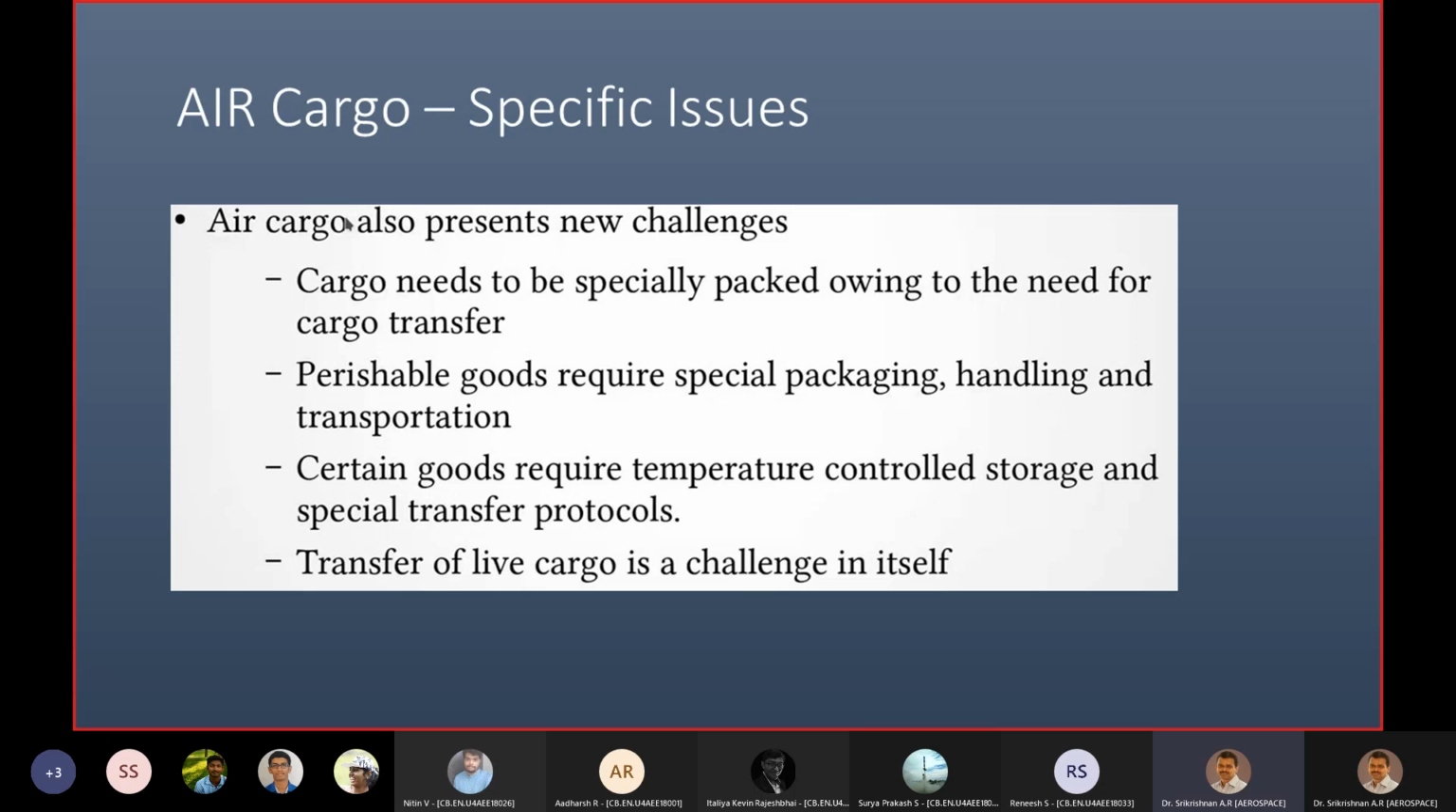Now, meat, etc., has to be stored and transferred under controlled storage. Fish, the export of fish and stuff like that, all require special transfer protocols. And that kind of protocols have to be followed when they are being shipped and when they are being transported by trucks, etc. Then live cargo, animals, pets, etc. If they are being sent by cargo, specific attention needs to be provided. So these are some issues which have to be specially attended to in relation to cargo transfer.